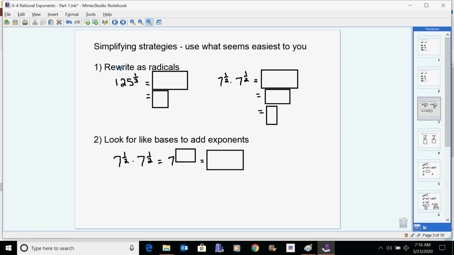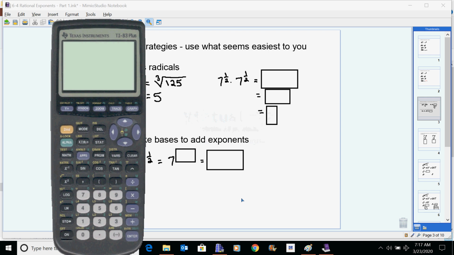All right, so you can go in the other direction also, taking your rational exponents and changing them into radicals. So you can take this and rewrite it as the cube root of 125. And we've talked about what you can do with that. You can find the cube root of 125 by asking what number times itself times itself gives you 125. So the answer to that would be 5. So if you take 125 to the 1/3 power, the answer to that is 5.